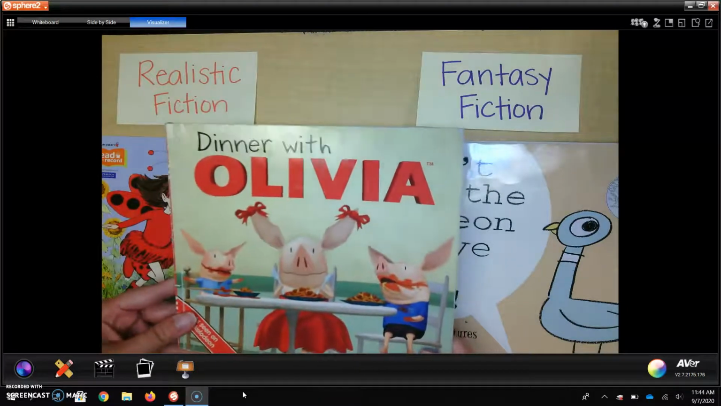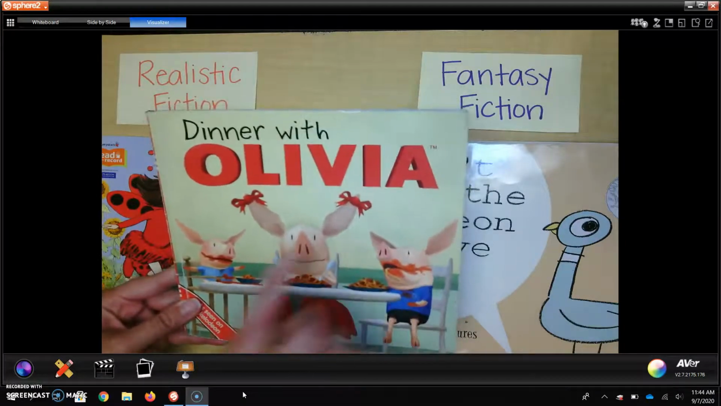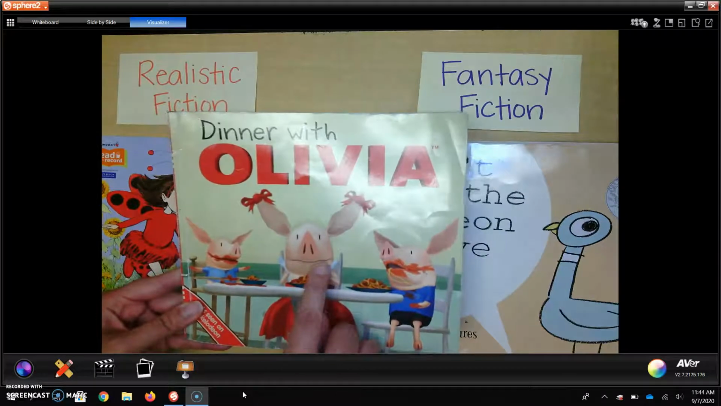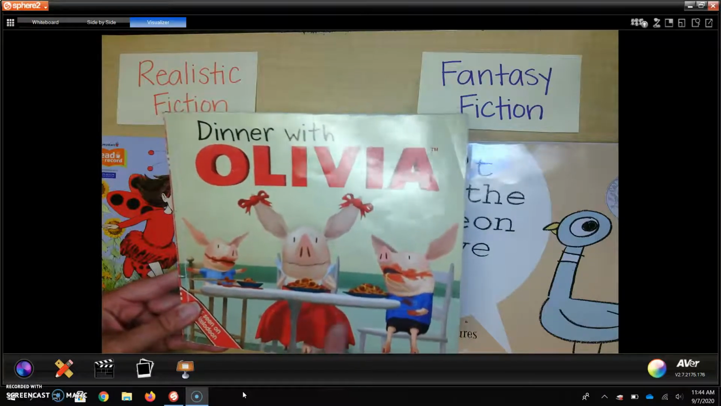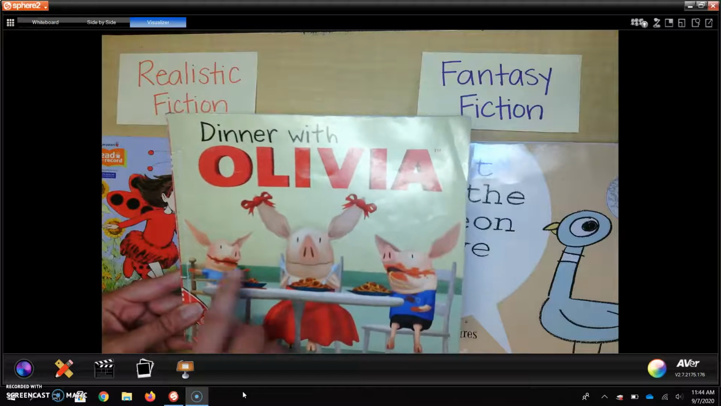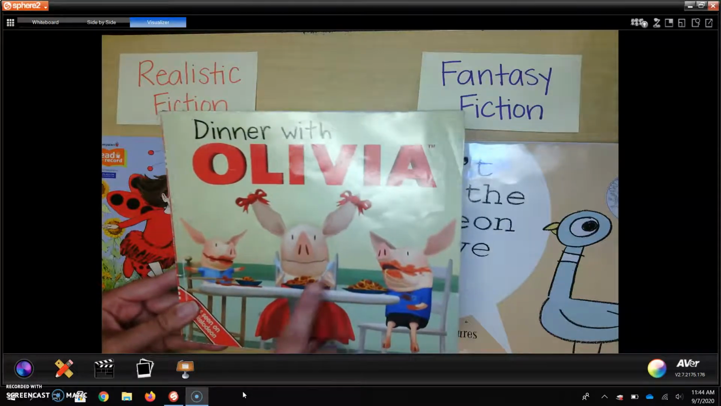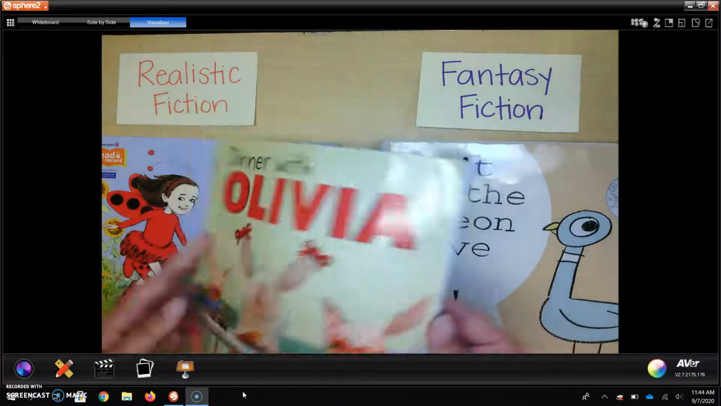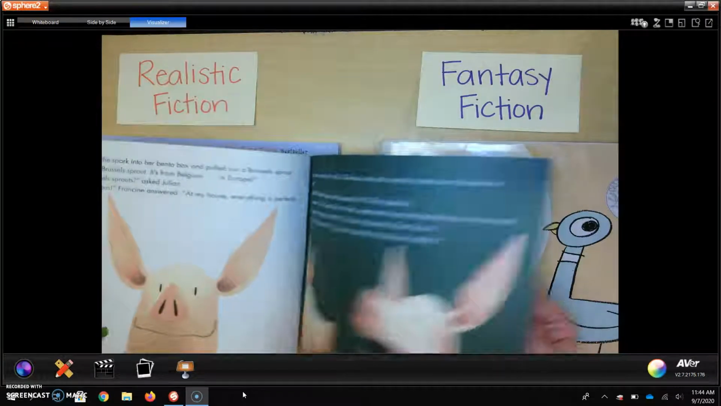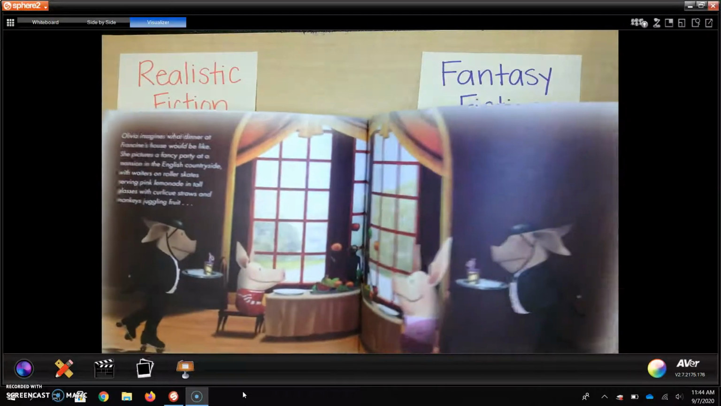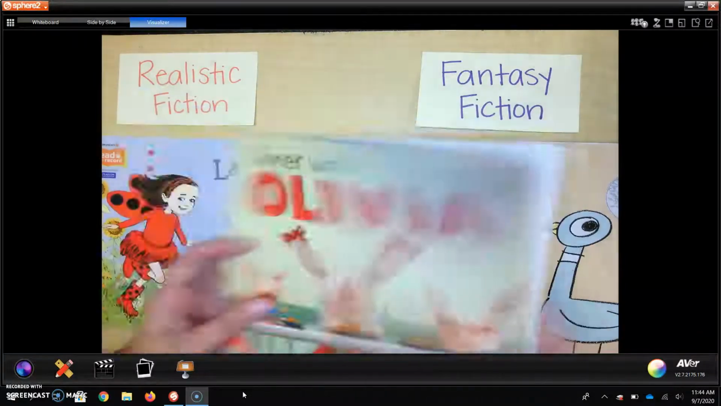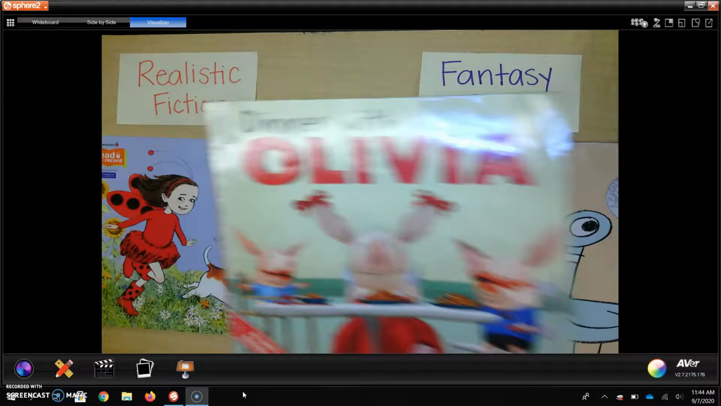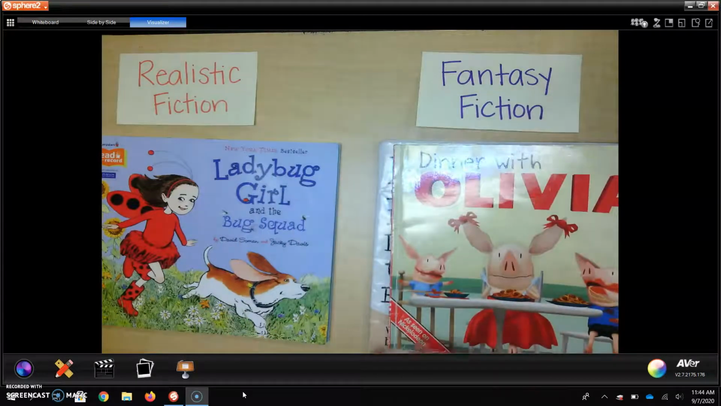Dinner with Olivia. If you look at the cover, we see some pigs, but right here, Olivia the pig is wearing a dress. Her brothers are wearing clothes. They're also eating spaghetti and holding knives and forks. And we know, even if we flip through here too, we know pigs don't talk. We know pigs don't use silverware to eat their food. So Dinner with Olivia would go under fantasy fiction because it's completely made up and would never happen in real life.